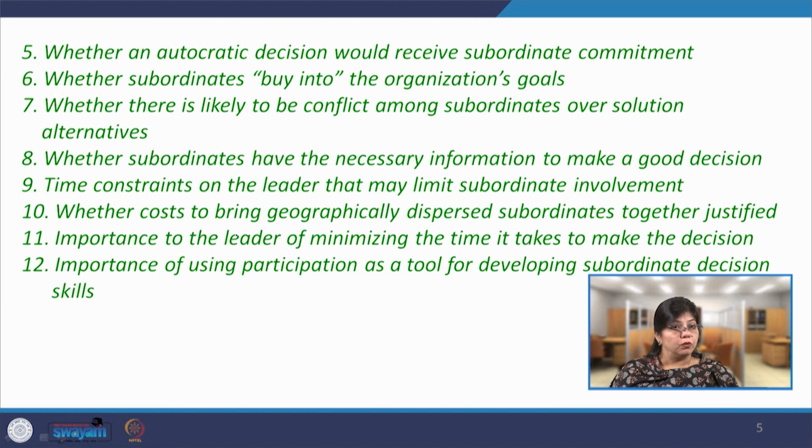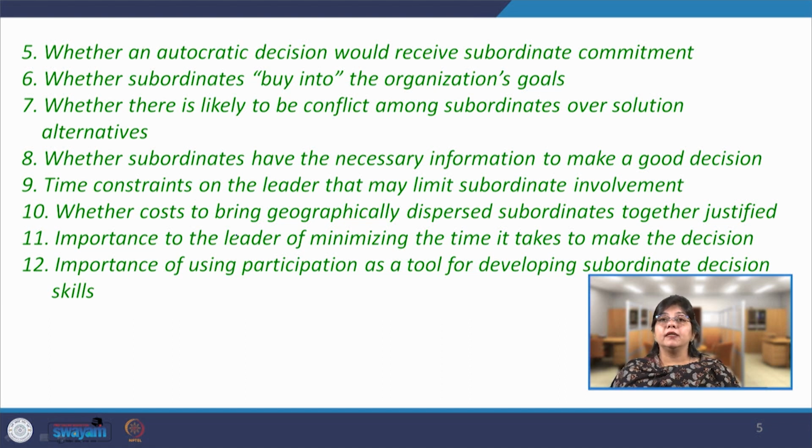Sixth, whether subordinates buy into the organization's goal, whether the subordinates are accepting the group goal and fitting into the group goal. It is not necessary that every follower will easily accept any change in the organization, and maybe he will not be able to fit into that problematic situation. So, under what circumstances do the subordinates buy into the organization's goal? They are fitting in, or setting themselves in alignment with the organizational goals.